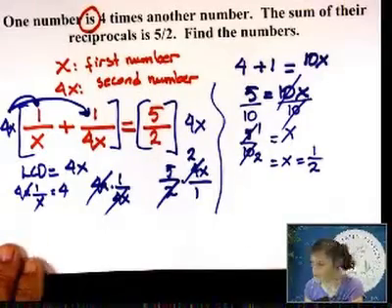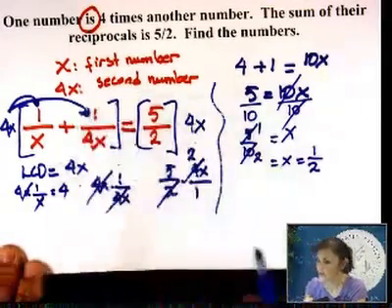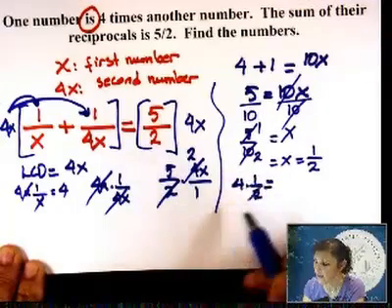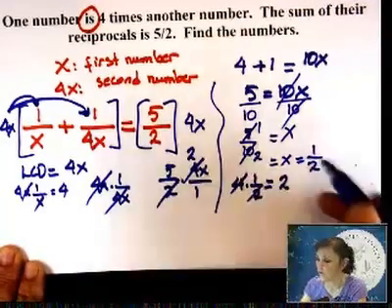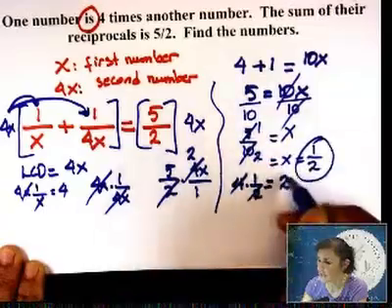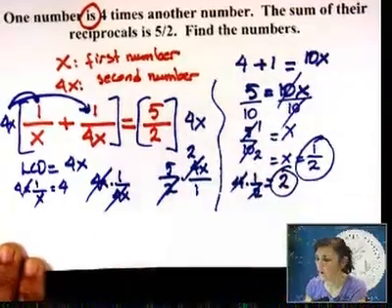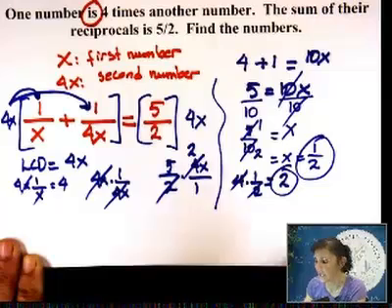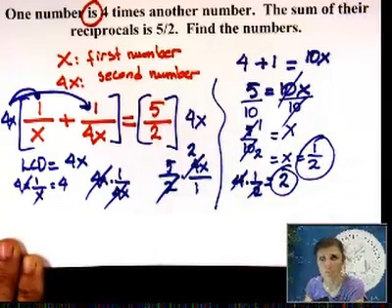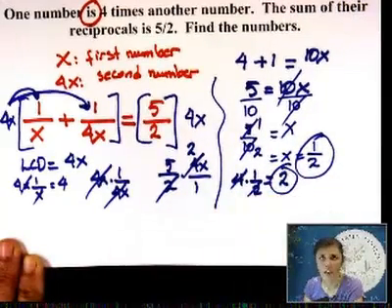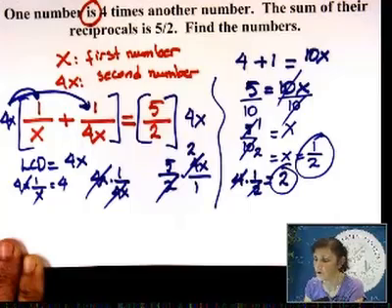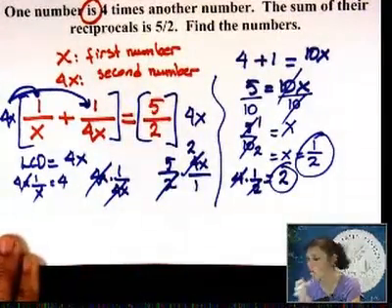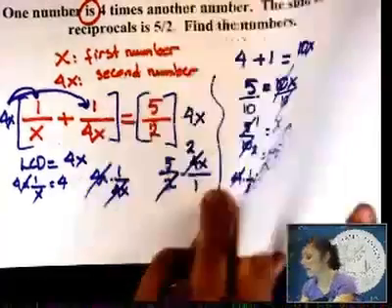Okay, what is the second number? It is 4 times that. 4 times 1 over 2, and guess what? That turns out to be 2. So the first number is 1 over 2, and the second number is 2. It says the sum of their reciprocals is 5 halves. Is that the case? The reciprocal of that is 1 half, the reciprocal of that is 2. 2 and 1 half happens to be 5 halves. Oh, it looks like we did it right. Always have that check at the very end.